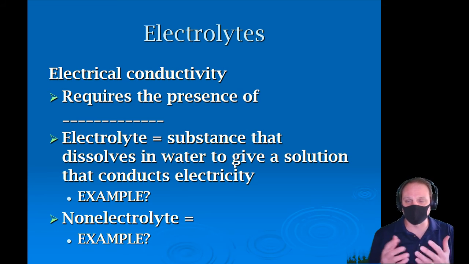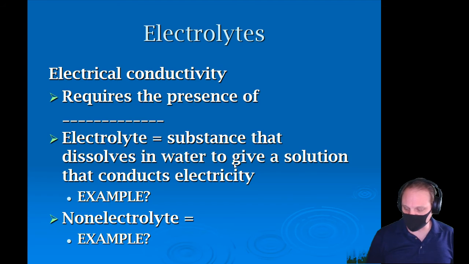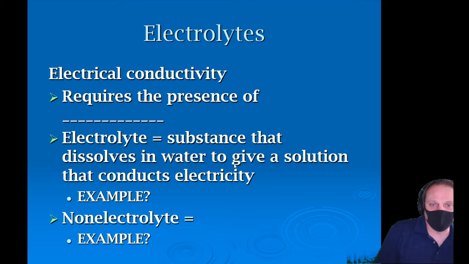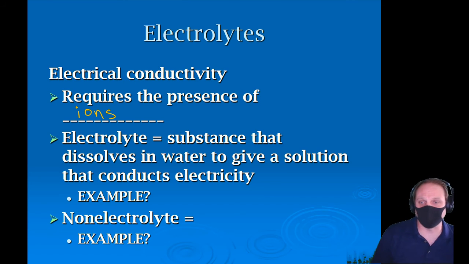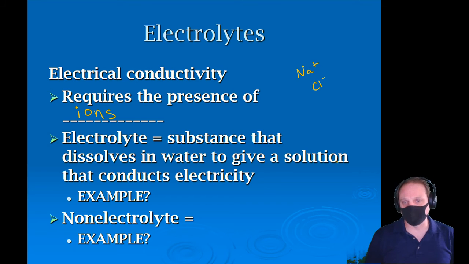Now, as we wrap up, the last little concept we're going to talk about is electrolytes, because when we talk about solutions, there's a particular category of solutions that's important to us, and that is this category of electrolytes. Electrolytes are important in our body for a lot of our functions, like our nerve functions and our muscle functions. And electrical conductivity requires ions, okay? So we have to have the presence of ions, things like sodium ion and chloride ion from table salt. Those are going to allow for electrical conductivity.